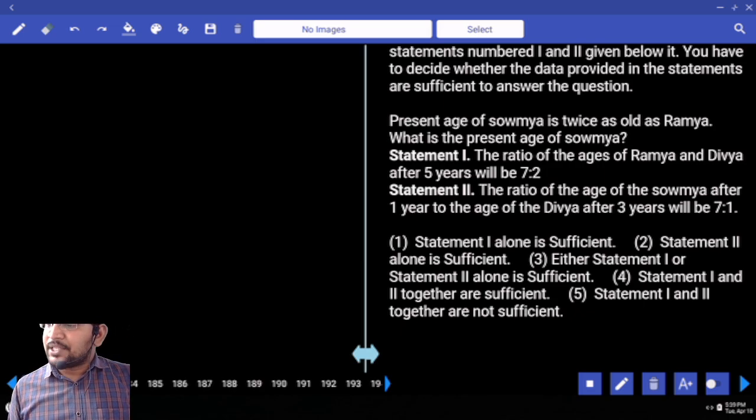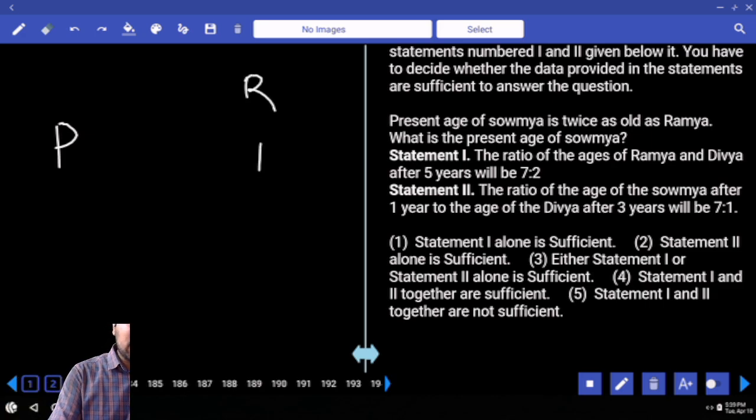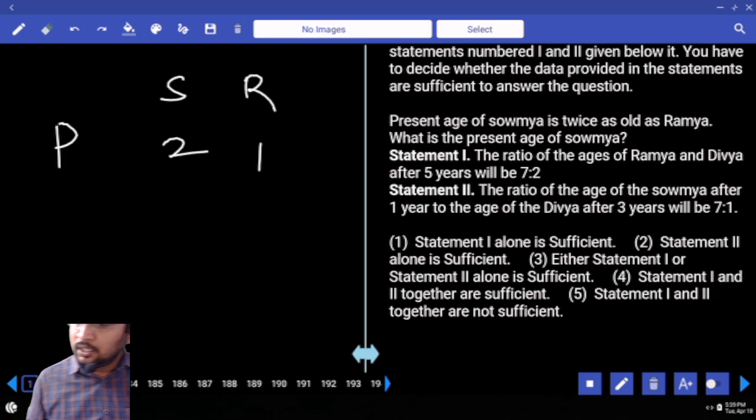Next. Present age of Soumya is twice as old as Ramya. They are asking about present ages. So Soumya depends upon Ramya. Ramya is 1 part, Soumya is 2 parts. They are asking the present age of Soumya.